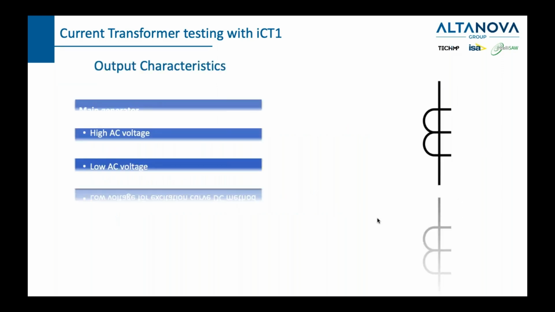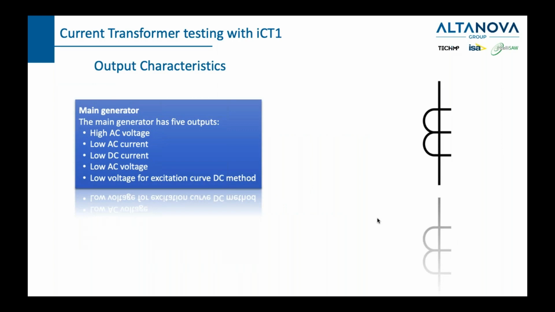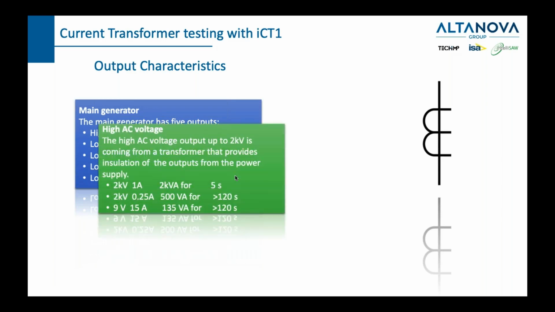So let us check some of the output characteristics of the device itself. The main generator can give us a high AC voltage, a low AC current, a low DC current, a low AC voltage, and a low voltage for excitation curve DC method. So let's take them step by step. High AC voltage is usually used for the ratio test and also for the excitation curve or the knee point test, and we can go up to 2 kilovolts. And in that case, we can generate even up to 1 amp.